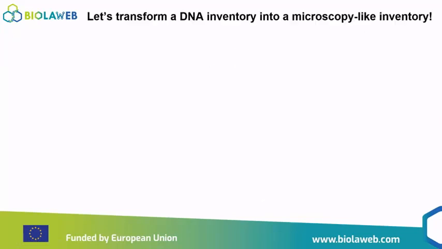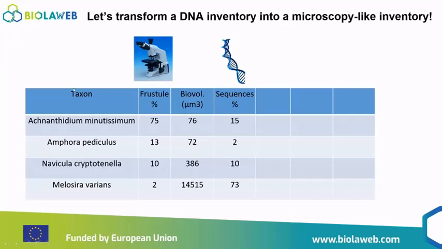I'm going to give you an example, just to be sure you understand. Let's transform a DNA inventory into a microscopy-like inventory. Let's imagine we have a sample with 4 taxa: Achnanthidium minutissimum, Amphora pediculus, Navicula cryptotenella, and Melosira varians. Here is the inventory that you have with microscopy, and here is the inventory you have with DNA. The dominant species in microscopy is Achnanthidium minutissimum, and then we have a smaller percentage for Amphora pediculus and Navicula cryptotenella.